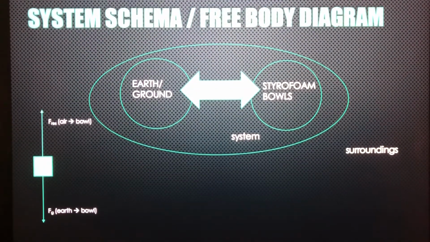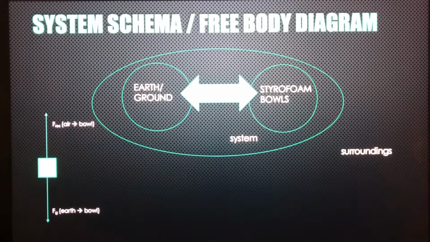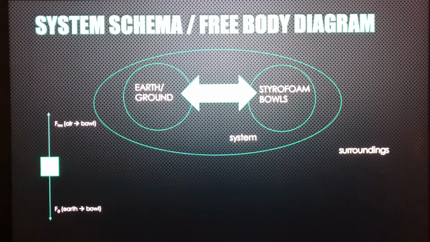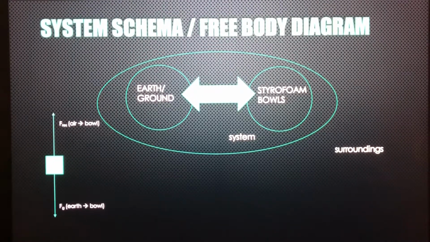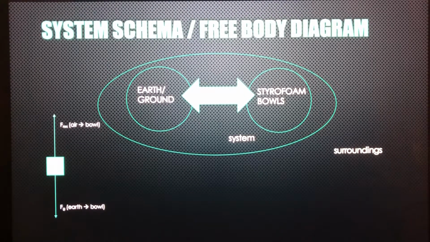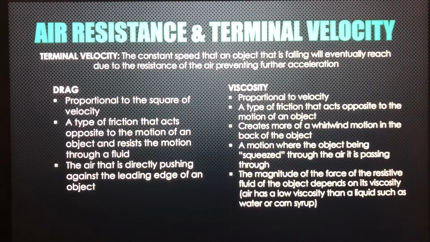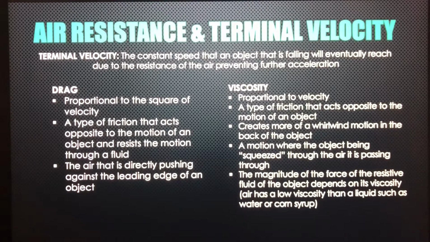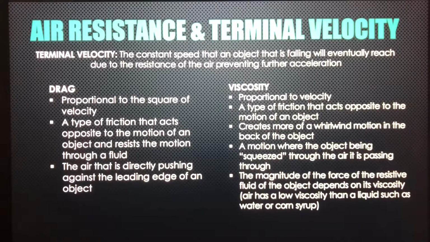Our system schema includes the earth and the styrofoam bowls that are being dropped, and the interaction between the two is caused by gravity. Our free body diagram shows a force of resistance from the air acting upwards on the bowl, and a force of gravity acting downwards on the bowl. For our experiment, we needed to know the different types of air resistance in order to relate it to our terminal velocity. Terminal velocity is the constant speed that a falling object will eventually reach due to the resistance of the air preventing further acceleration.